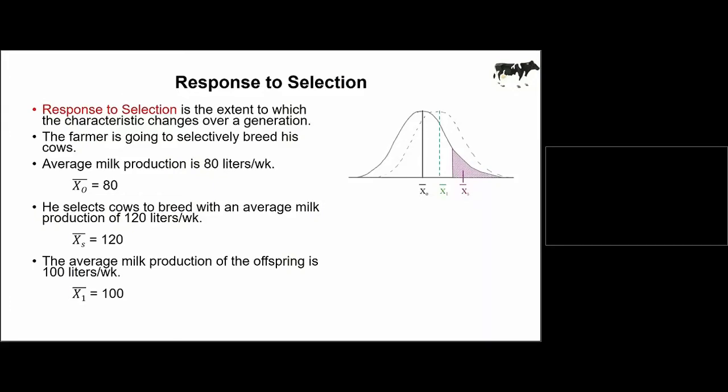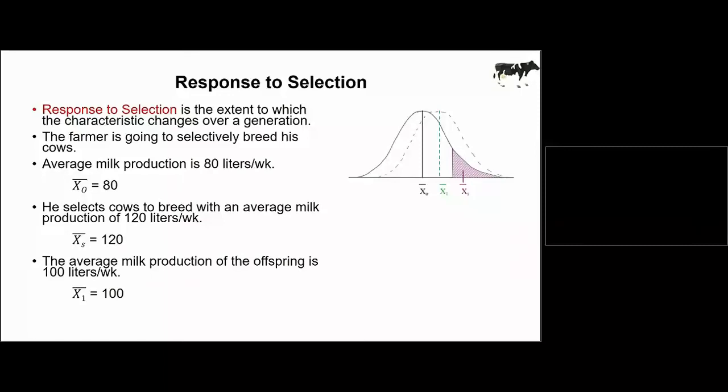Okay, so look at the picture on the right first. Here, the solid line is our initial population. It's a normal distribution. Some cows produce a lot of milk, some cows don't produce very much milk. Here in the middle, X sub O is the average milk production of cows in that population.